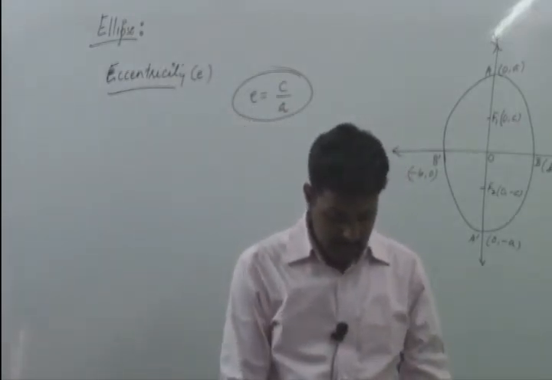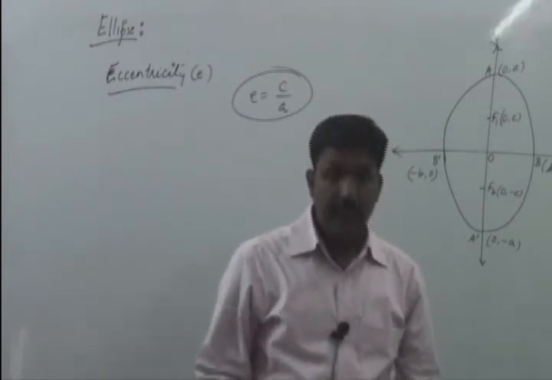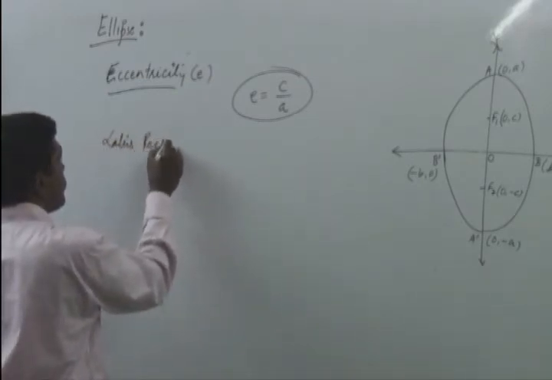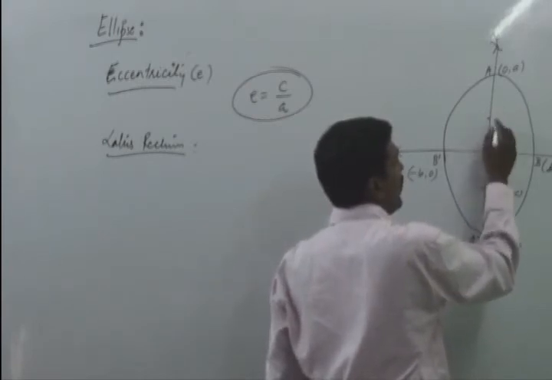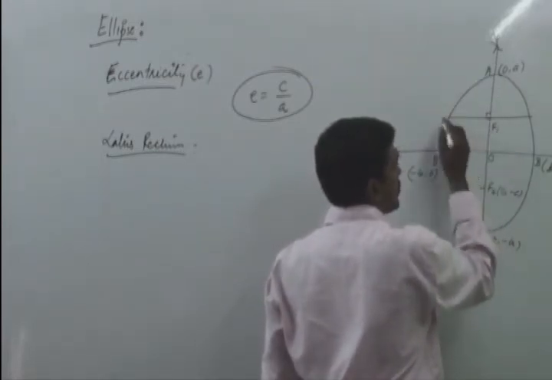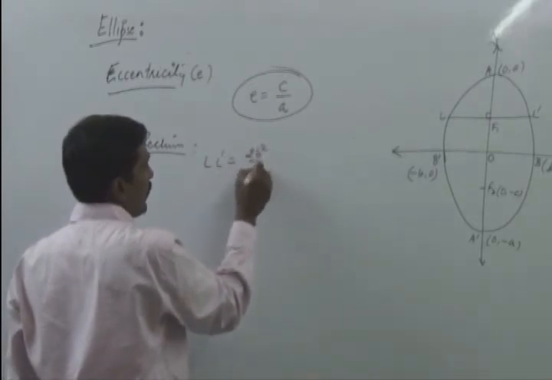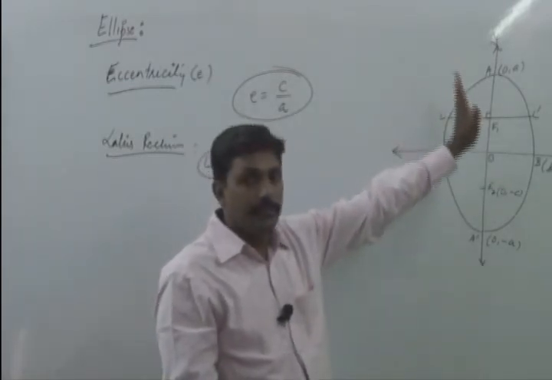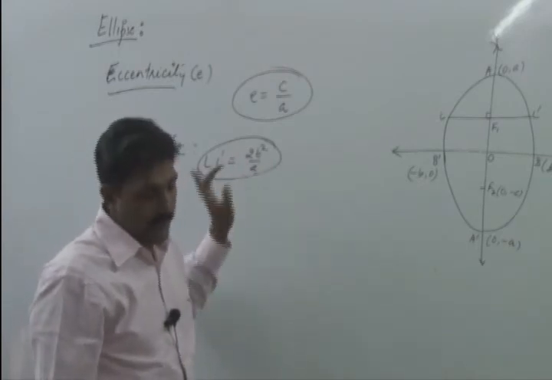And the last point of this ellipse is the latus rectum. Latus rectum, the definition is the same: a line perpendicular to the axis through the focus. The line segment LL' is given by 2b²/a for all types of ellipse, whether it is on the x-axis or on the y-axis. The length of the latus rectum remains the same, that is 2b²/a only.